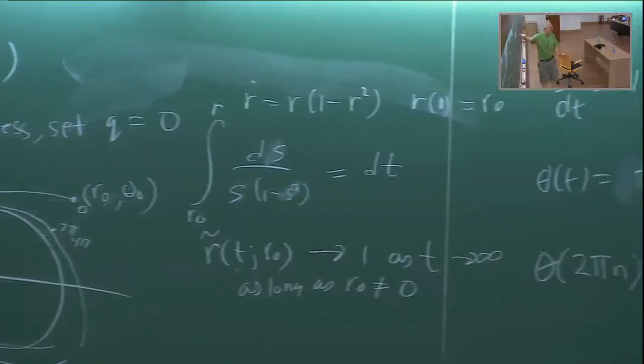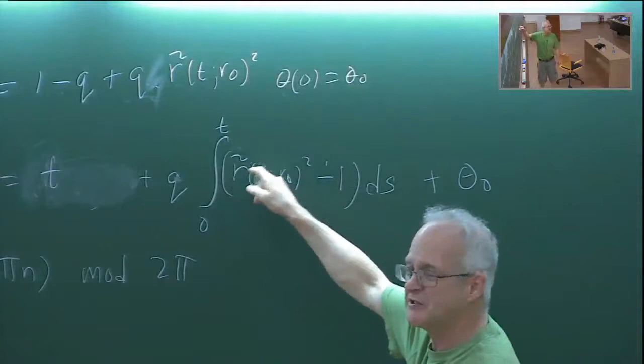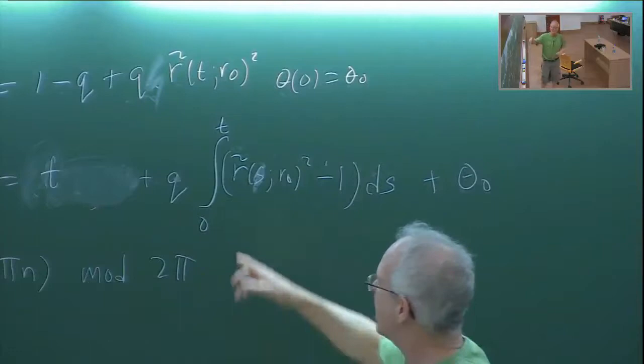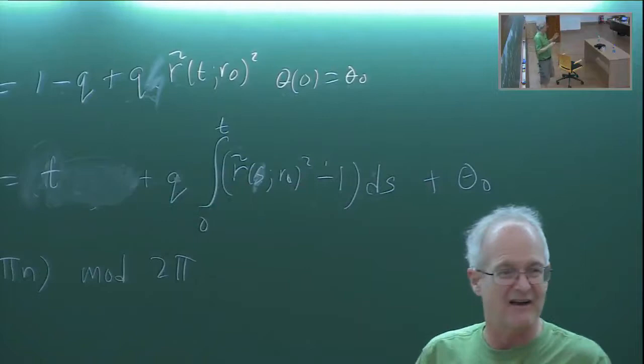Oh, you can see that this integral will converge because this guy is going to 1, this goes to 0, and this thing goes to 0 exponentially fast. All right, so this integral converges, and it goes to some constant that depends on R naught, all right? And I don't remember what that constant is.